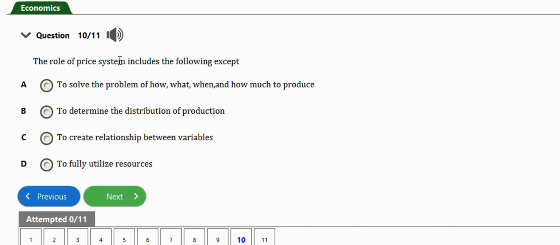Next question. The role of the price system includes the following. I think we have attempted a similar question. The right answer is option C, the exception, to create relationship between variables.